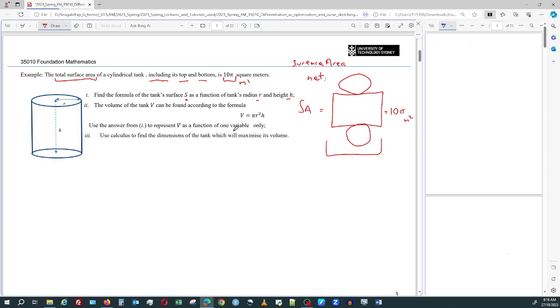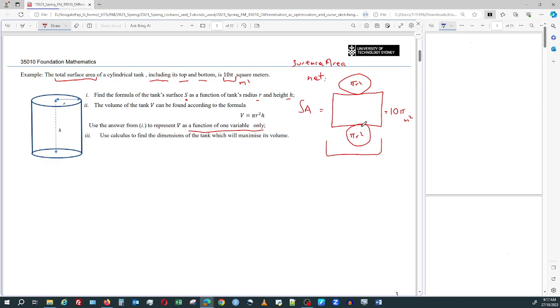Find the volume of the tank. The volume of the tank can be found according to this one. Use the answer from 1 to represent V as a function of one variable. So there we are. Well, we know basic geometries have to be converted into functions so that we can generate a particular thing. Now the area of a circle is pi r squared. So that was easy, but there's two of them.